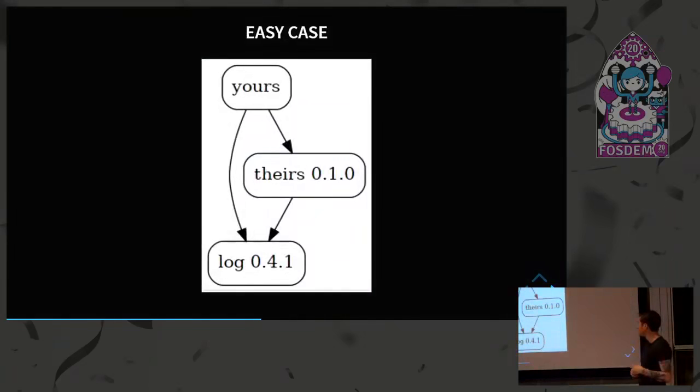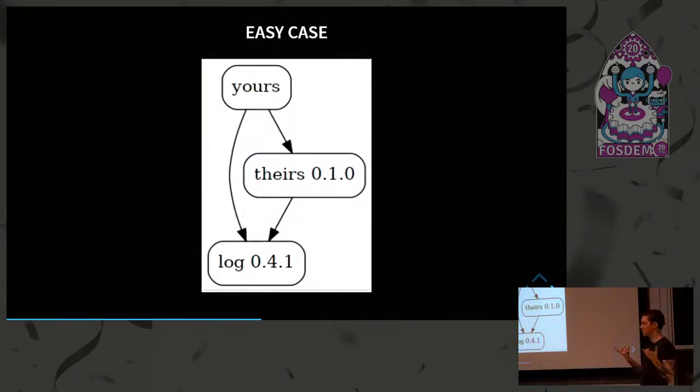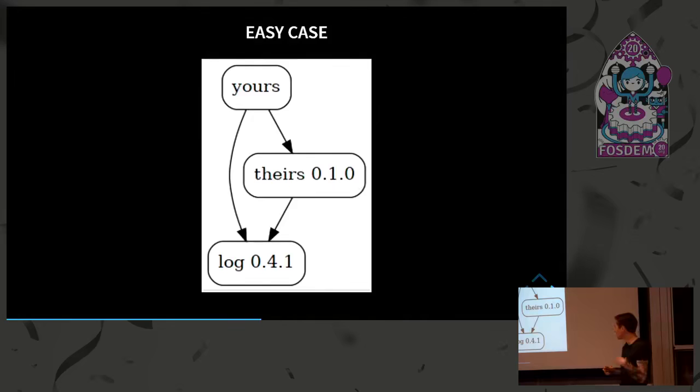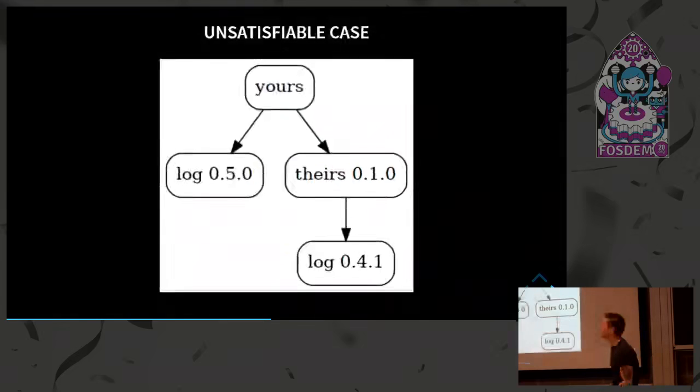So here's a really simple case. We have a yours crate that depends on both theirs, some other crate, as well as log. And then the theirs crate also depends on log. But fortunately, they both resolve to the same version. And so everything's fine, right? You just have one version of log, and everything is great.